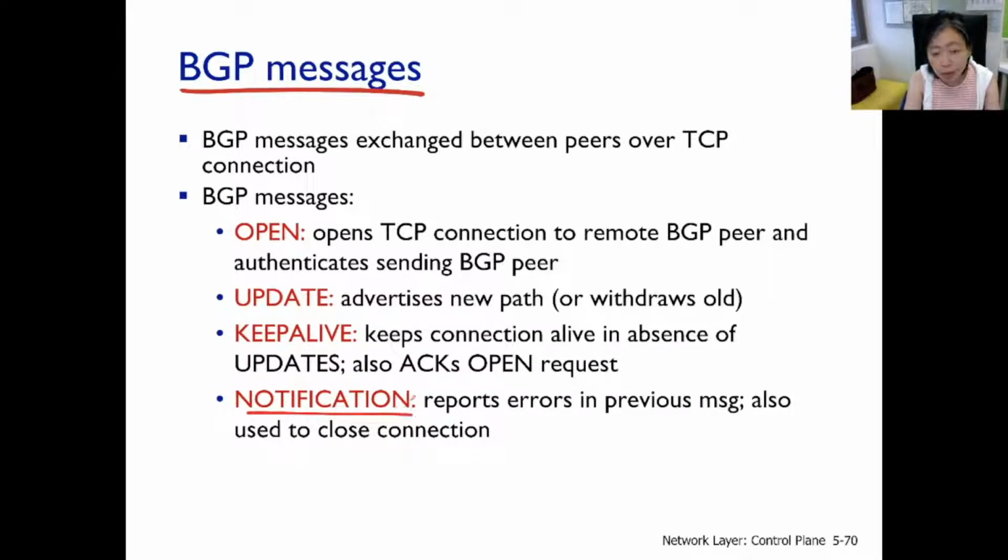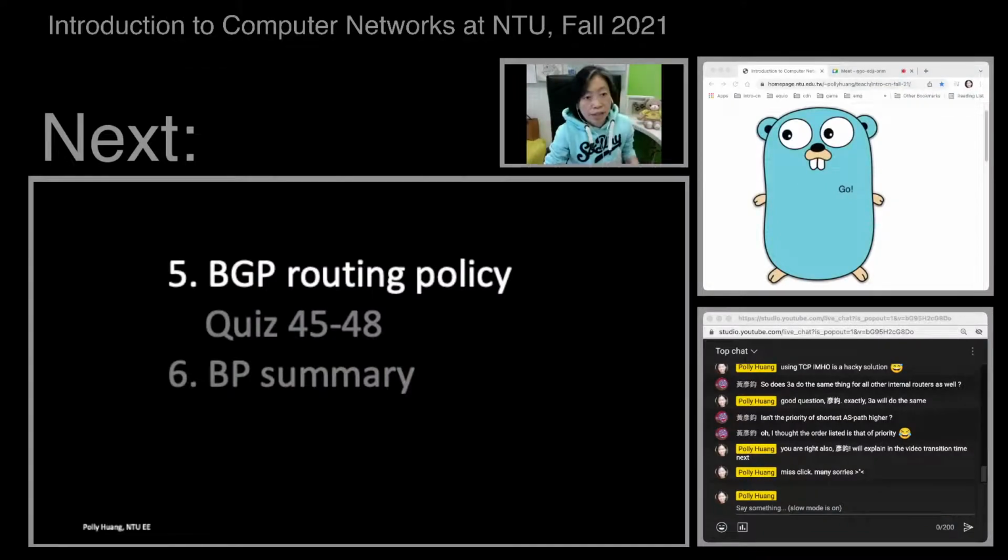Last is the notification message. This reports in case there's any error in the previous message, and it's also used to close the connections for the peers. All right, so those are the 4 kinds of messages defined in BGP, mainly to establish connections and check whether the connection is in good health.